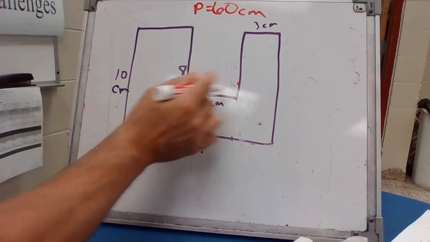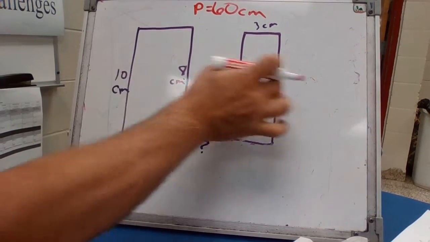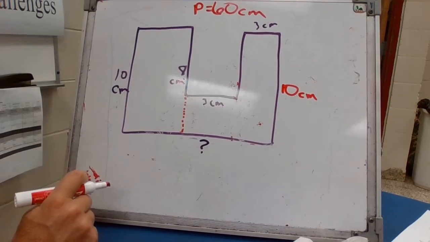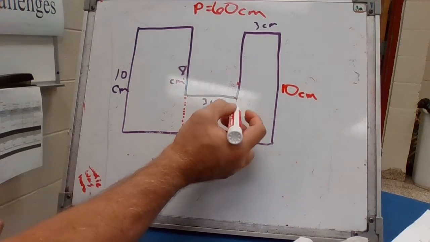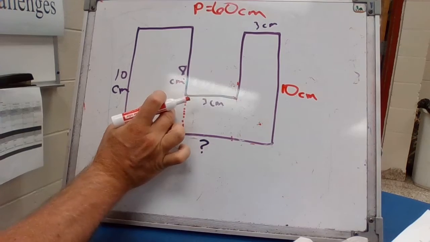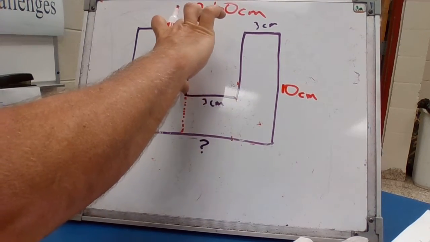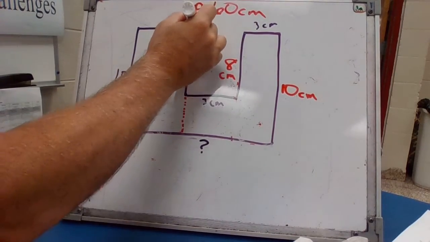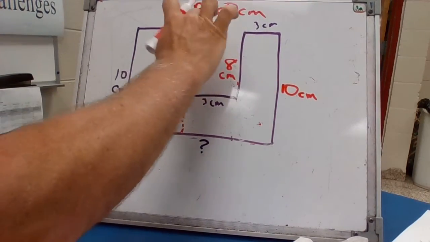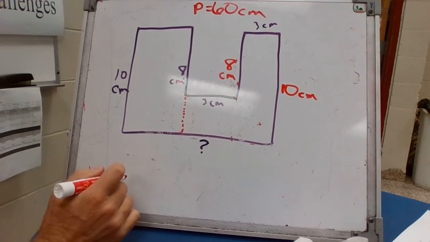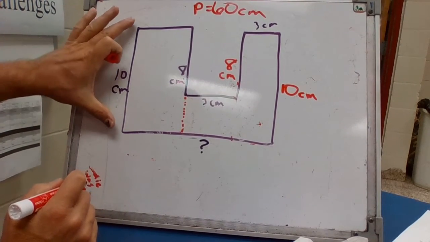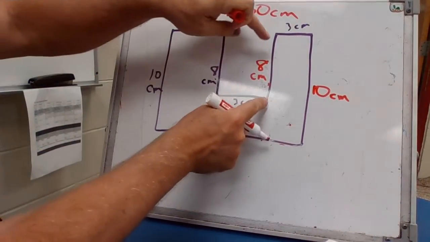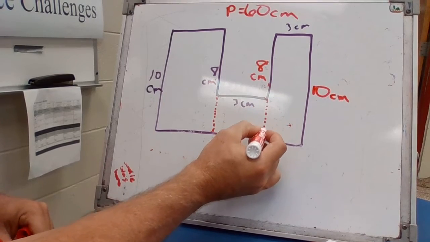Same thing here. If this side of the rectangle is 10, this side is 10 also. So we'll label that 10 centimeters. Same comparison over here. If this side of the rectangle is 8, then this side of the rectangle is 8. If that was a dotted line right there and this was a rectangle itself from here to there, same philosophy over here. This is 10. This is 10. This is 8. This has to be 2.